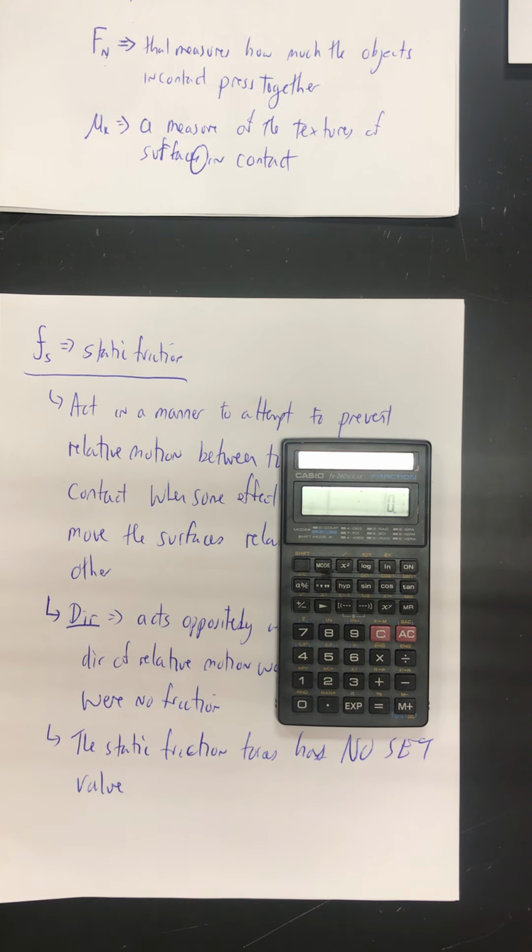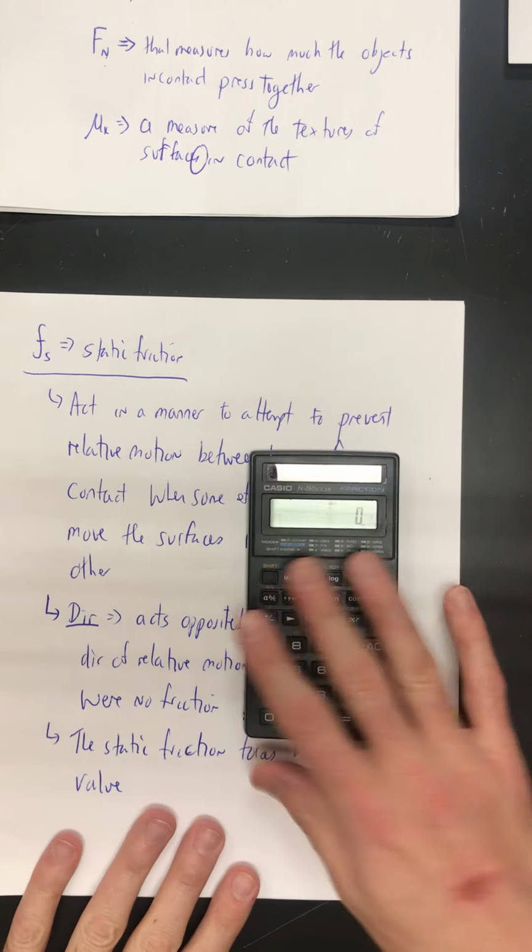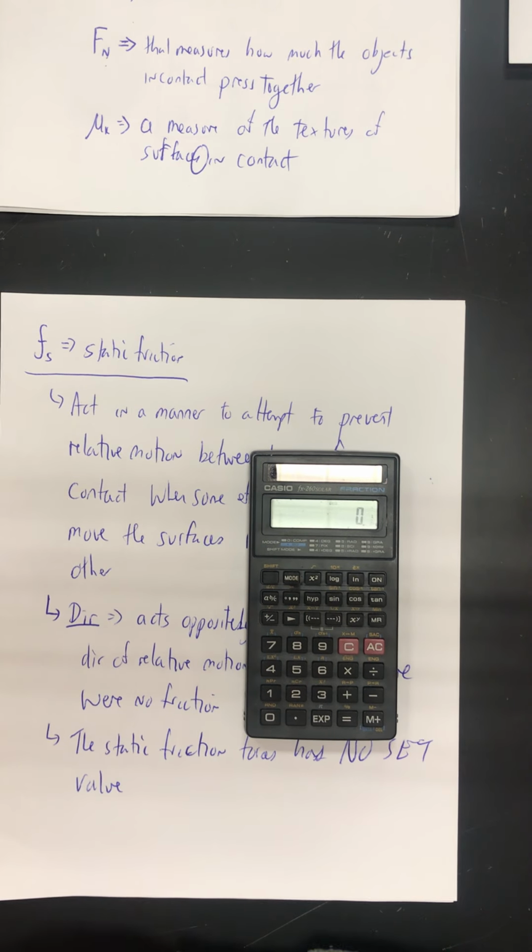The only way I know that is by observing the system, doing a sum of forces equation, and finding out the value for Fs, right? There is no set value. Now, what we know exists, though, is I can push hard enough to cause there to be relative motion between this and this, and static friction goes away, and then I'm in the realm of kinetic friction.